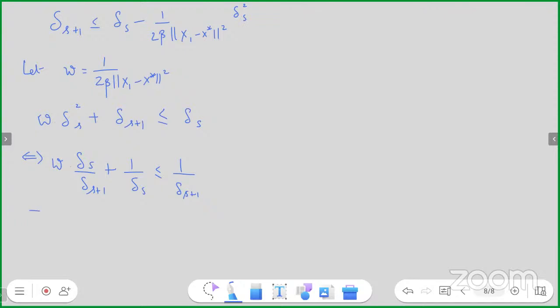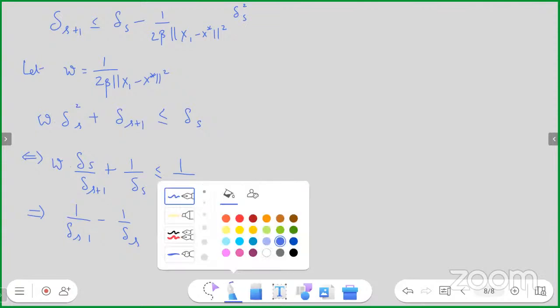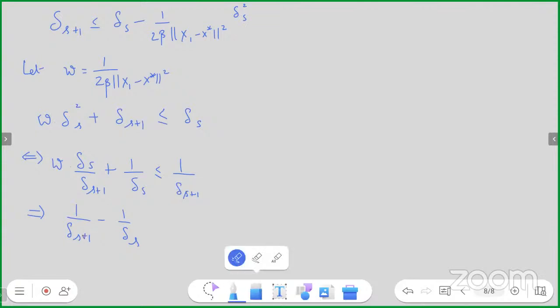So check, does this imply whether 1 by del of s plus 1 minus 1 by del of s? What lower bound can you put on this? W times. What did you say? Greater than or equal to W times. Something better than that. If I keep having them on both sides, I will be in trouble.